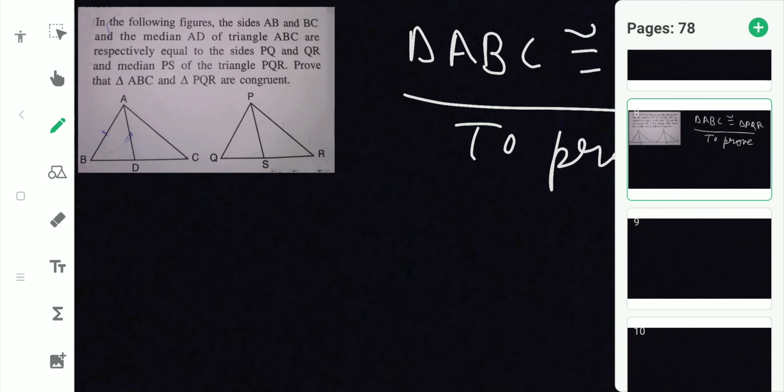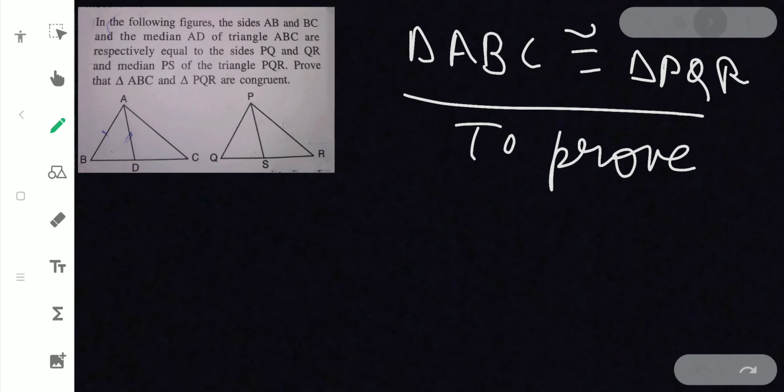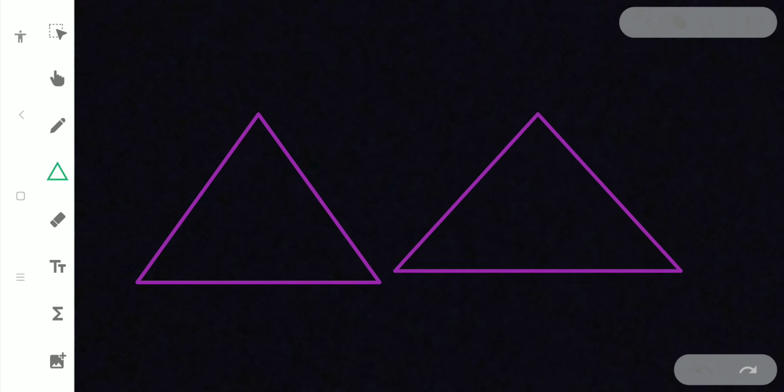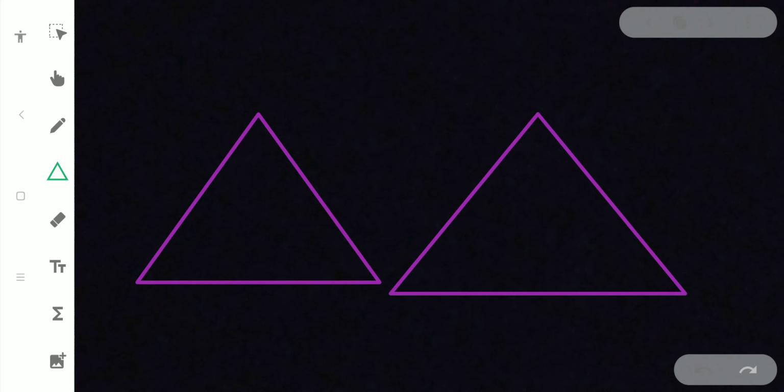So here a pair of triangles are given to us, and they are asking to prove that triangle ABC is congruent to triangle PQR. So that's what they are asking to prove. So let us prove it. Now here I am drawing diagrams of the triangles in order to mark them exactly.